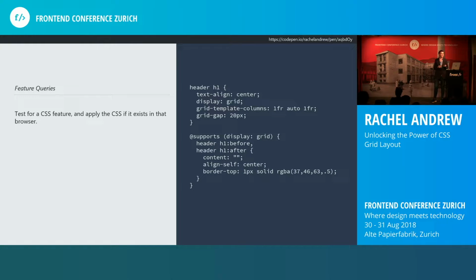So here I can use a feature query. What I'm doing is I'm checking with the browser. I'm saying, hey browser, do you support display Grid? The browser says, yes, I do. And I say, well, here you go, have this CSS.